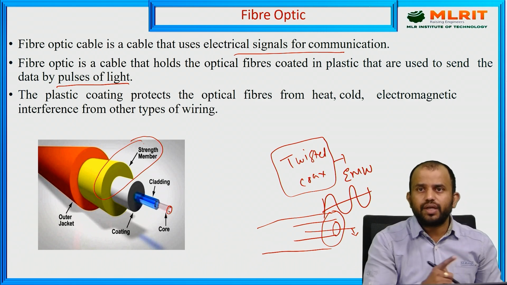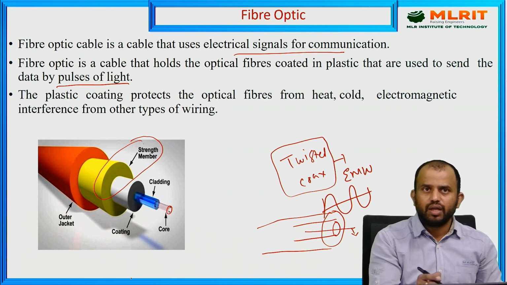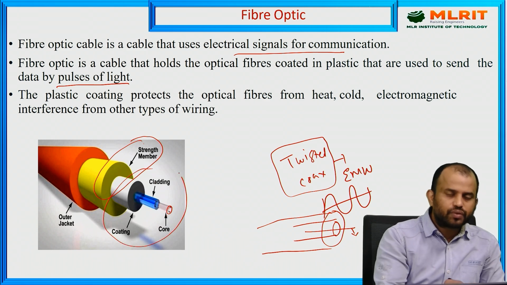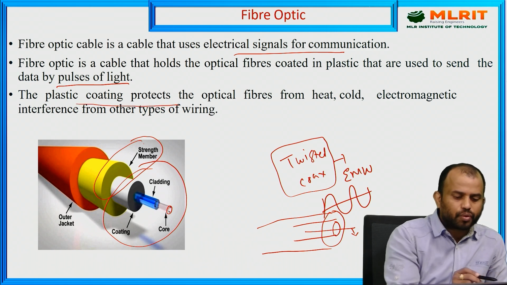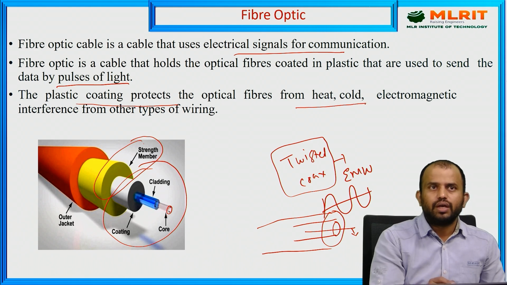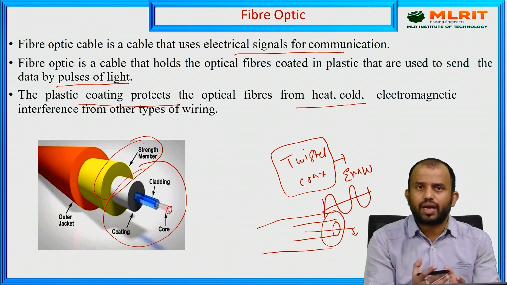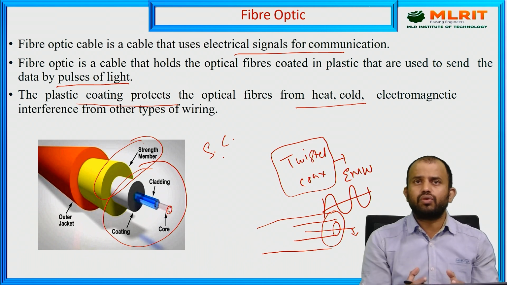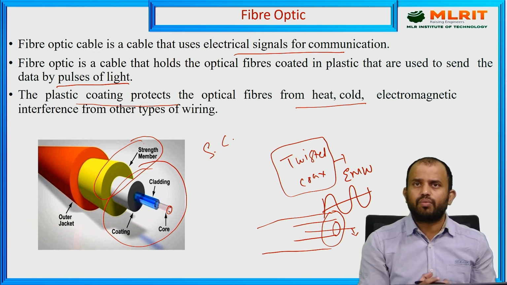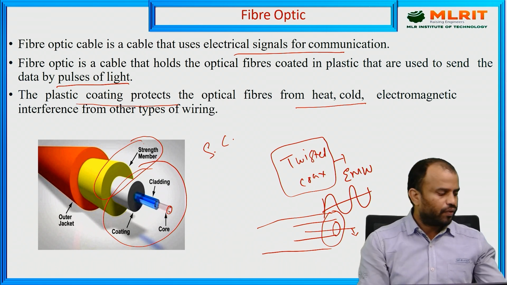So the speed is very high compared to the coaxial cable, because the information is transmitted in the form of light rays. For that reason, we use this different structure, called the core and cladding structure. The coating protects the optical fiber from heat, cold, electromagnetic interference and other wiring. Nowadays we use fiber optic cables for broadband and high-end communications. Even in satellite communication we use fiber optic cable, because it can withstand heavy heat and cold conditions while information is transmitted from one end to another. That is a major advantage of the fiber optic cable.